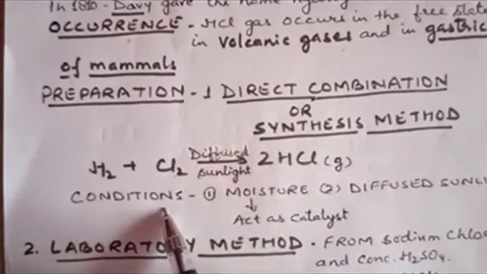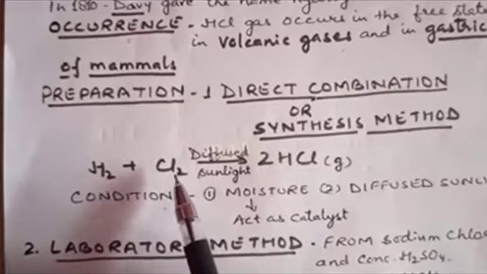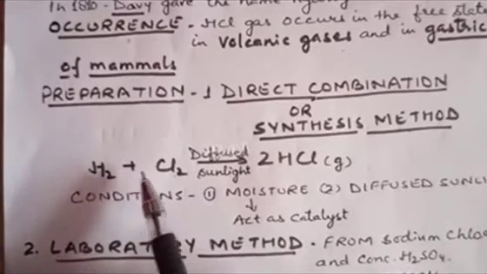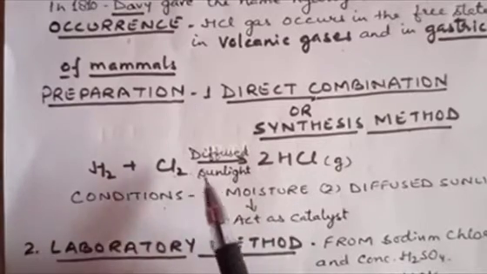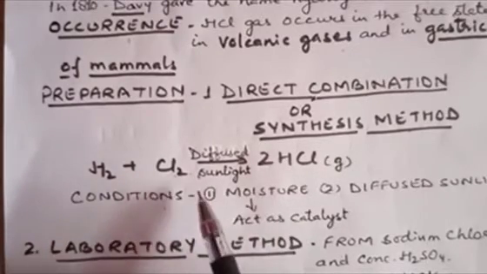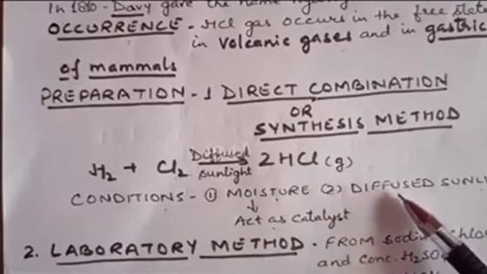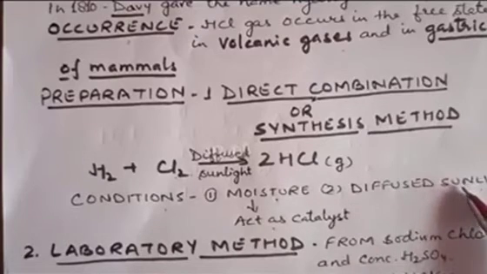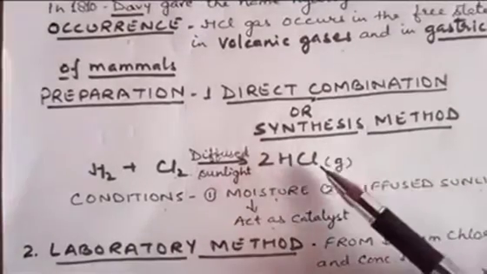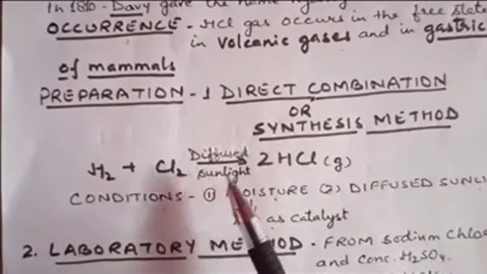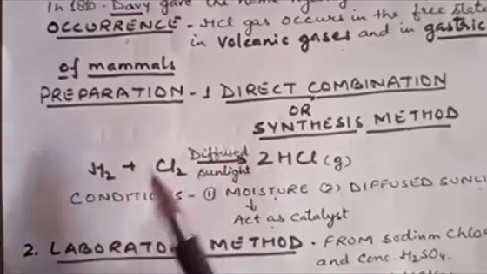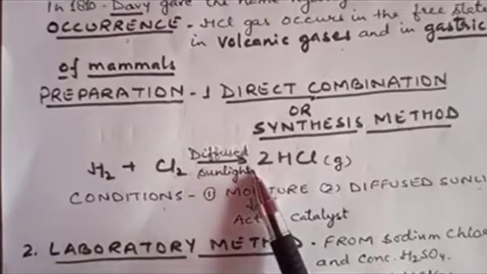But there are some conditions which are required for the synthesis method, the direct combination of hydrogen and chlorine. And what are the conditions? The first is that the reactants must be moist, means moisture is required, because moisture acts as a catalyst, right? The second condition is diffuse sunlight. Diffuse sunlight is required for this synthesis method. Why? Because direct sunlight may be explosive. If we use direct sunlight, then the reaction may be explosive, right?